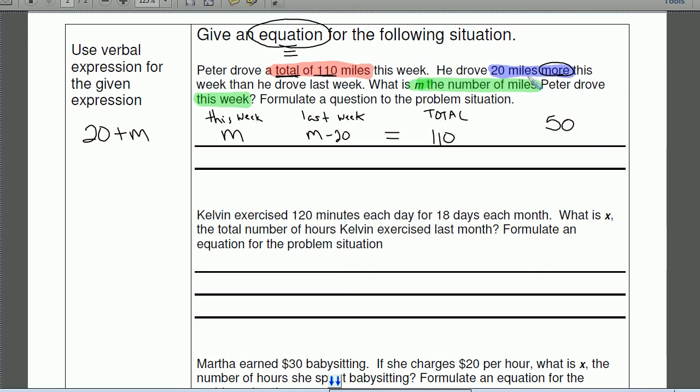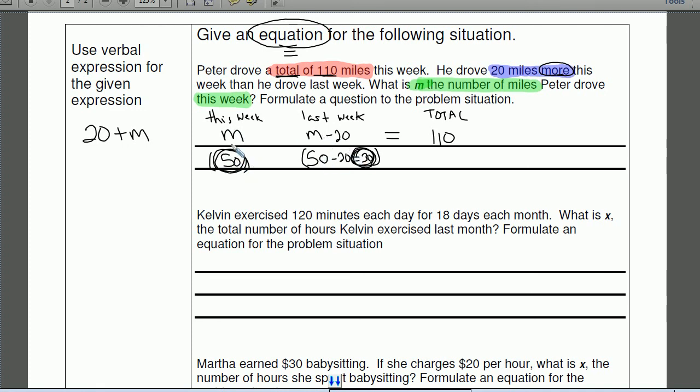This week he drove 50 miles. And then it says that he drove 20 miles more this week than last week, right? So if this week is 50, and we're just making this an example, then last week has got to be less than 50, because this week he drove 20 miles more than last week. So 50 minus 20 would be last week, which gives us 30, right? So last week would be 30 miles. And that makes sense, because this week is 20 miles more than 30. It's 50. So that makes sense.